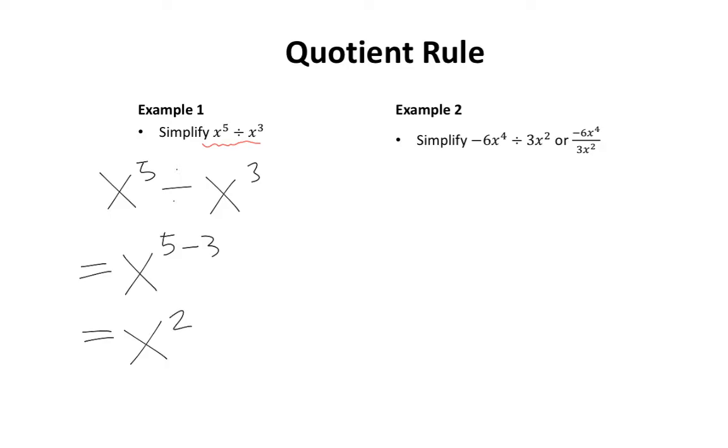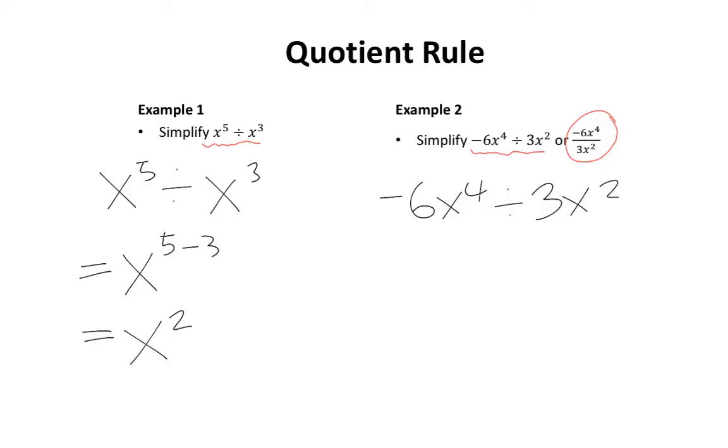In our second example, we want to simplify negative 6x to the power of 4 divided by 3x to the power of 2. You'll notice that I've written this question as a fraction. Remember that division is the same thing as a fraction. Let's first rewrite our question. So I have negative 6x to the power of 4 divided by 3x to the power of 2.